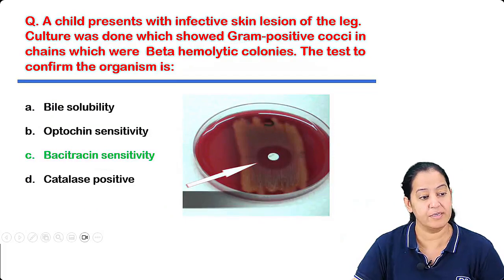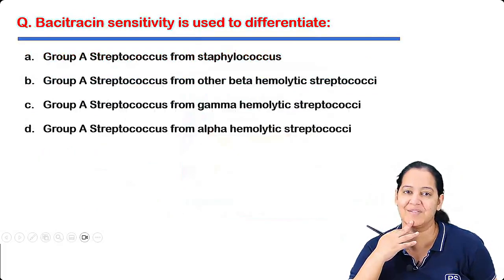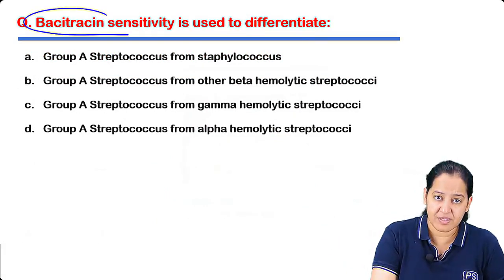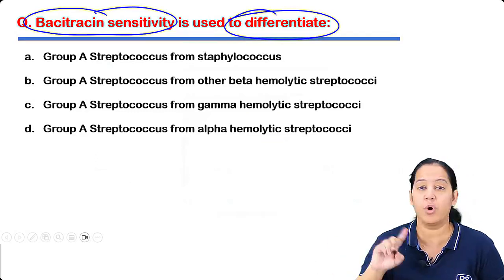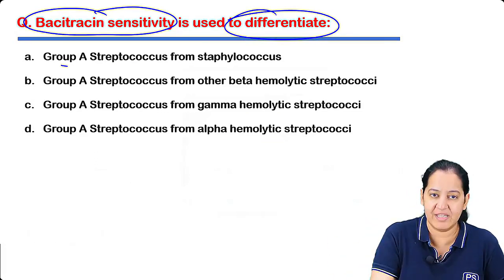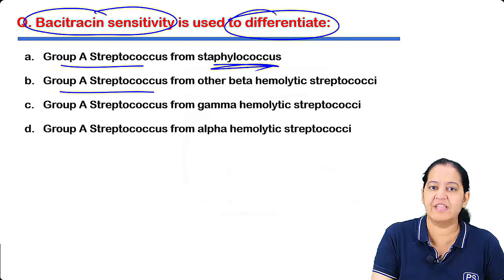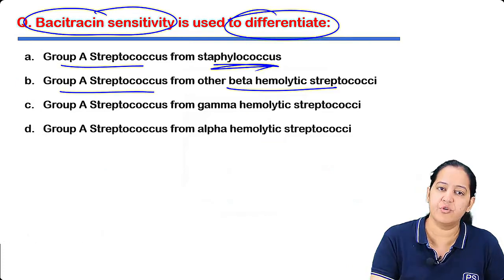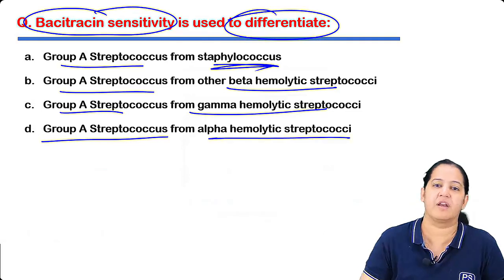How many of you got it? It's a clinical big question, approach based question. It's bacitracin sensitivity. Right? Read the next question. Tell me the answer. Try. Bacitracin sensitivity differentiates what from what? Does it differentiate group A Streptococcus from Staphylococcus? Does it differentiate group A Streptococcus from other beta hemolytic? Does it differentiate group A Streptococcus from other gamma? Does it differentiate group A Streptococcus from other alpha?